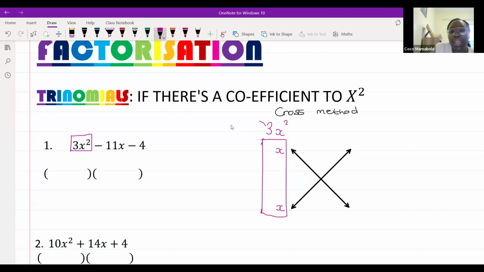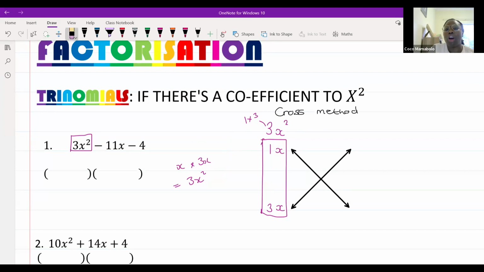That must be 1 times 3. So I'm just going to put them wherever. It doesn't matter. I'm going to put the 1 here and the 3 there. Because I know that if I multiply these 2 things, 1x times 3x, it's going to get me back to the 3x squared that I have over there. Okay, I hope I'm making sense. That's where the 1x and the 3x come from. 1x times 3x will take us back to 3x squared.